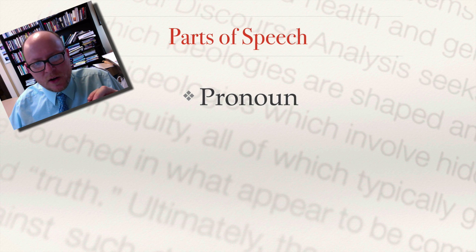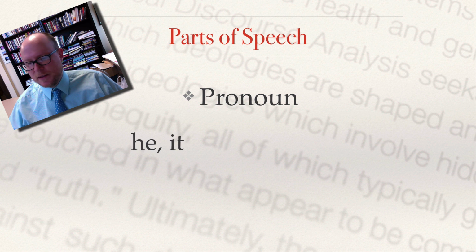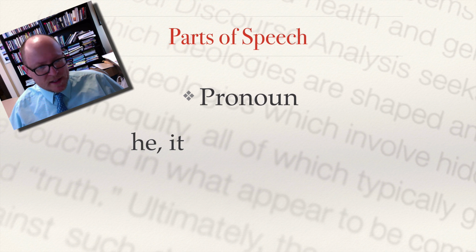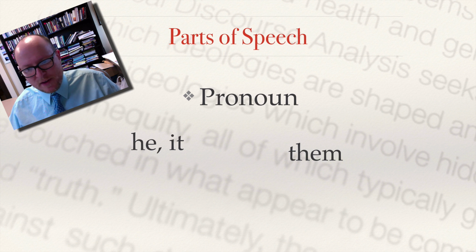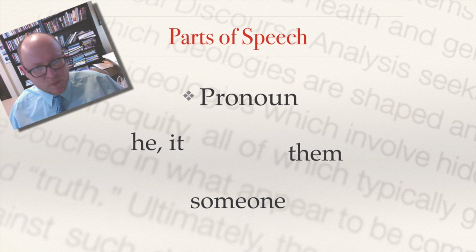Pronouns, then, are a second part of speech that we use to substitute for a noun or a noun phrase. So he or it, instead of saying Bob, which is a noun, we could use he, which is a pronoun. We can also show plurality, so we can encompass lots of different people by saying them. And we can also be more indefinite by saying someone or anyone or everyone.